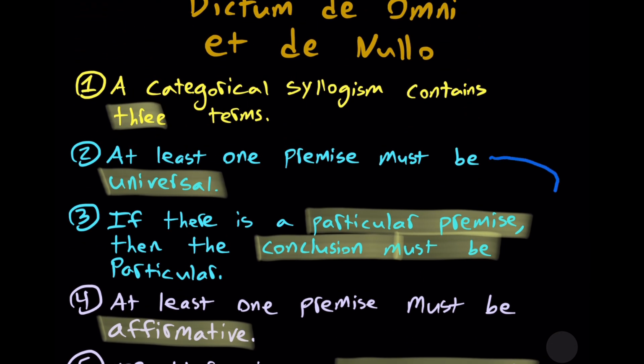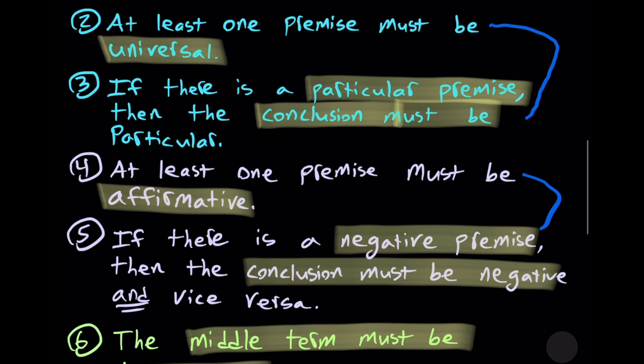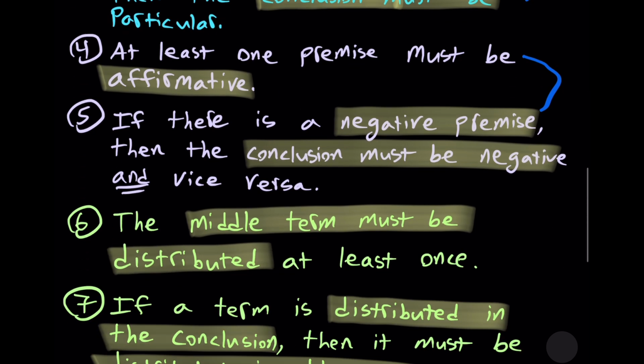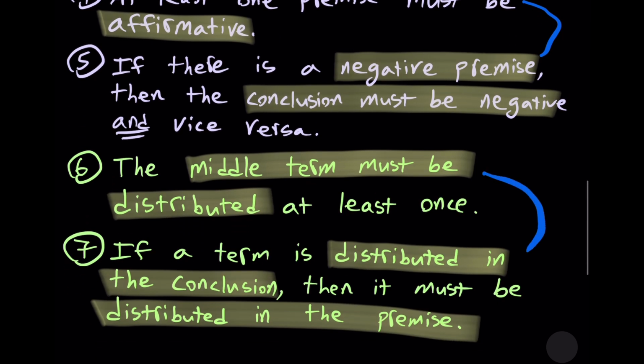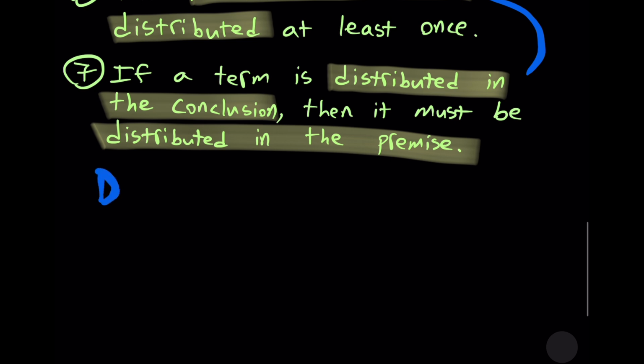Rules number 2 and 3, those laws deal with the quantity. Rules or laws number 4 and 5 deal with the quality of the syllogism. So again, rules number 2 and 3 deal with the quantity of the syllogism, 4 and 5 deal with the quality, and rules 6 and 7 deal with the distribution. So what is distribution?